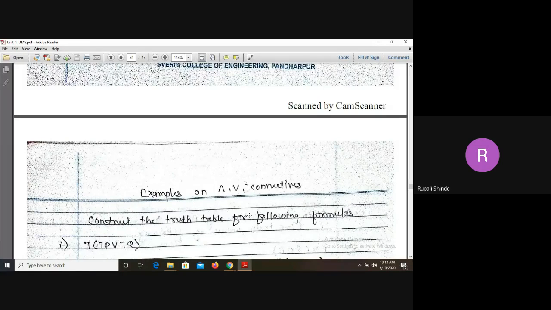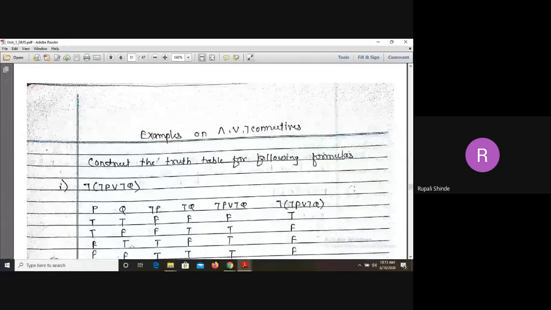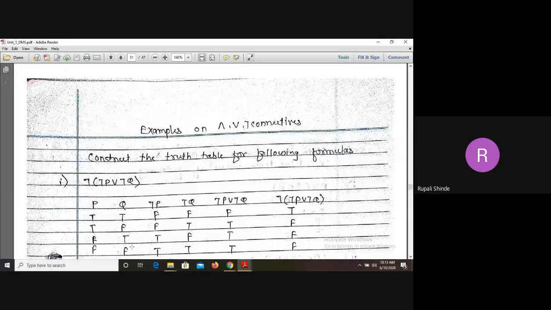Okay, so here first of all we have to check how many truth value combinations will be there in truth table. So for that purpose, first of all we have to look at the formula. How many variables are there? So here just two variables are there, that is P and Q. That's why 2 raised to 2, that is 4 truth value combinations will be there for P and Q. Okay. So first P, then Q, then we have to take negation of P, negation of Q, then we have to apply disjunction as negation P or negation Q, and finally we have to take negation of this column, and that will give you final value.